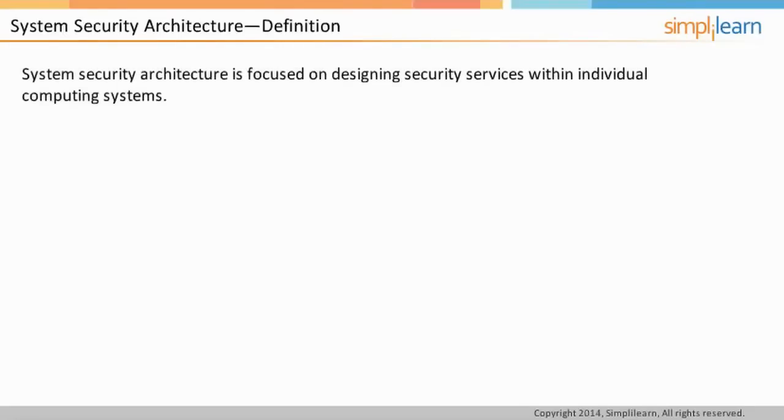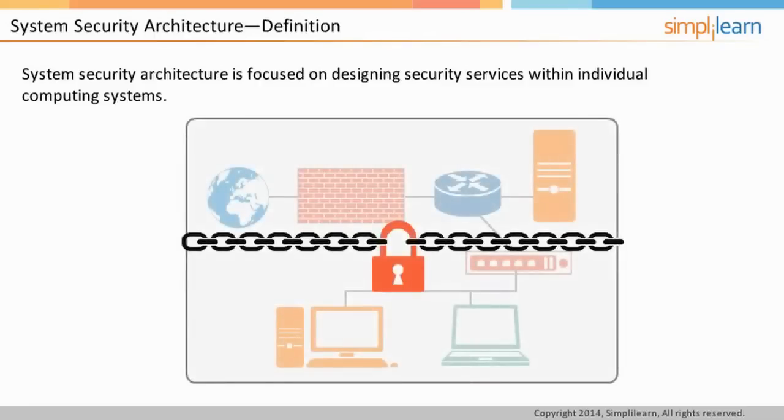System security architecture is focused on designing security services within individual computing systems. Security components can consume considerable resources. Control is frequently sacrificed in favor of improved functionality, usability, or performance. There is a wide variety of computing platforms available, and each platform will take a different approach to providing security services. The architecture of these platforms is fundamental to the ways that they approach security requirements.